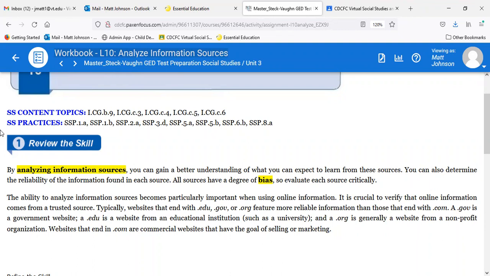And then it says here, the ability to analyze information sources becomes particularly important when using online information. It is crucial to verify that online information comes from a trusted source. Typically, websites that end with .edu, .gov, or .org feature more reliable information than those that end with .com. A .gov is a government website. A .edu is a website from an educational institution such as a university, and .org is generally a website for a nonprofit organization. Websites that end in .com are commercial websites that have the goal of selling or marketing.